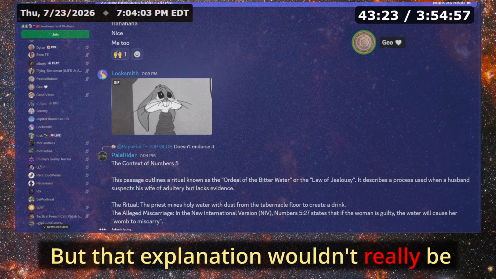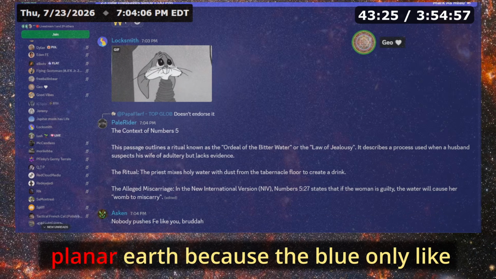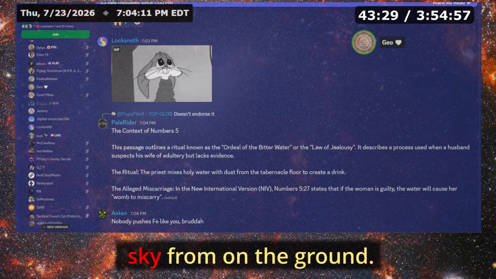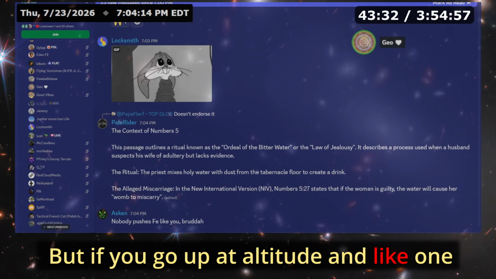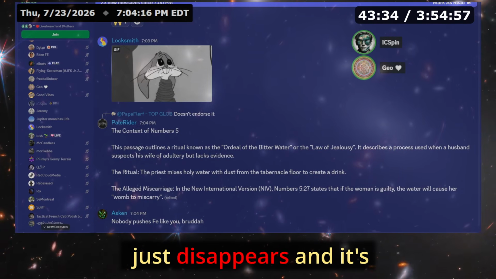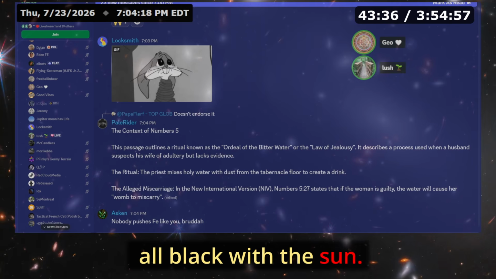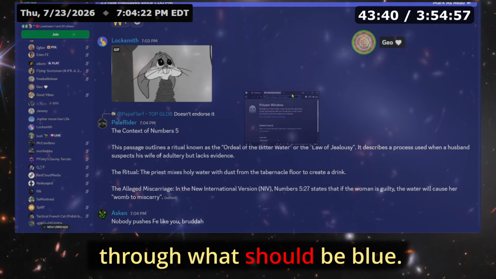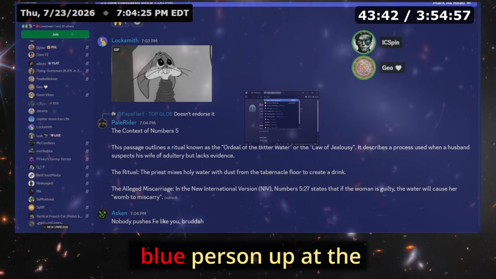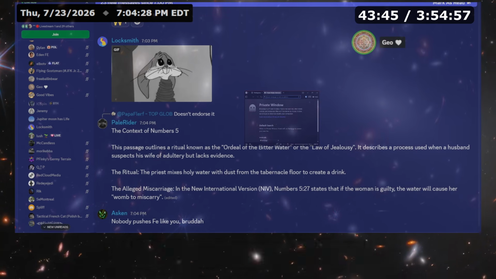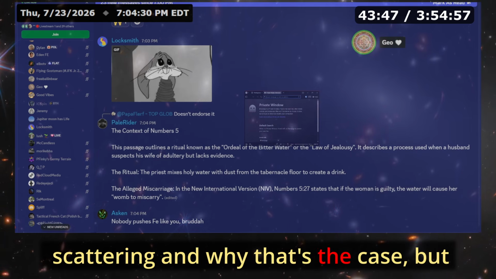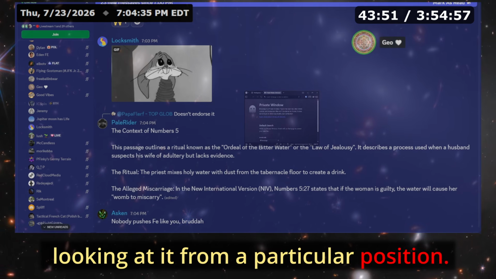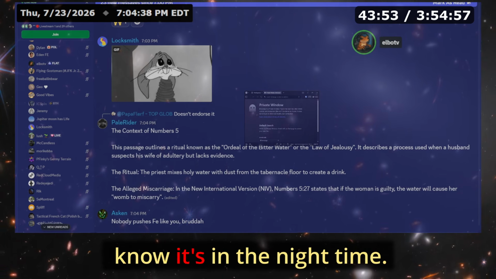Yeah, but that explanation wouldn't really be that different on the globe versus planar Earth, because the blue only... you can have a totally blue sky from the ground, but if you go up at altitude, like one of those high altitude balloons, the blue just disappears and it's all black with the sun. It's all black, even though the balloon is looking down through what should be blue, meaning the person on the ground sees blue, the person up at the balloon sees no blue. So you can get into Rayleigh scattering and why that's the case, but the blue only seems to manifest if you're looking at it from a particular position. So yeah, well, it's in the daylight, it's in the nighttime.